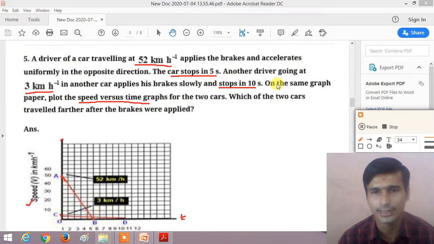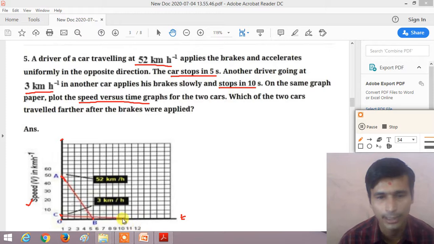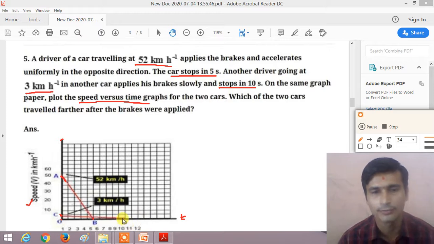Now for the second car, the initial speed is 3 km per hour. So we indicate the starting point on the graph at 3 km per hour, and after 10 seconds it will stop. So at 10 seconds the final velocity of car B is 0. So we draw a straight line like this, right? So understand how we can draw the speed versus time graph for both cars.